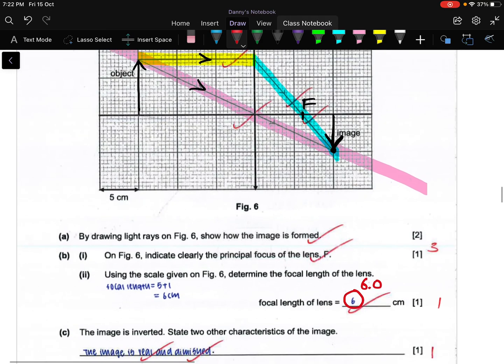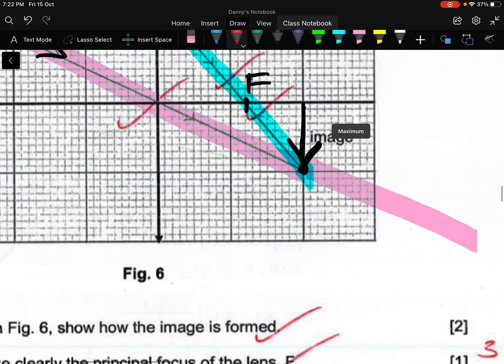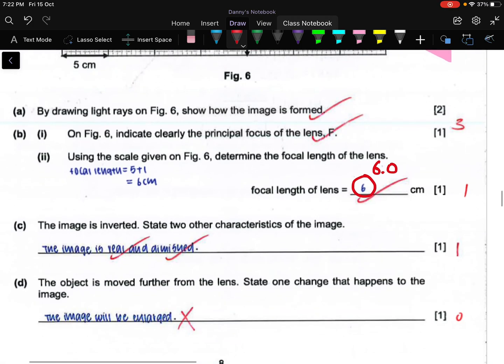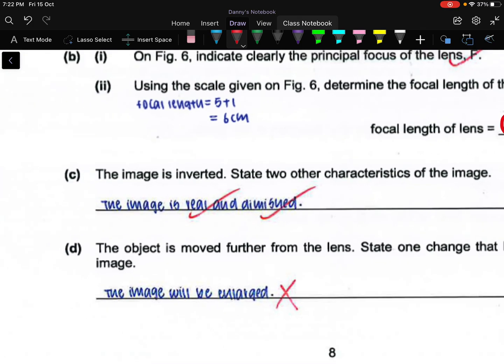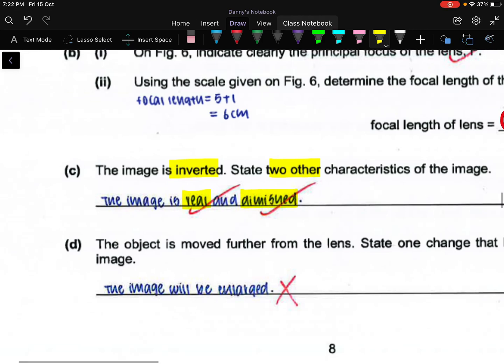Now for part C, you are asked to state what the image property is. In this case, they already tell you that it is inverted, and you must give me two others. So in this case, we only accept real and diminished. You are lucky because we decided to accept smaller as well. But in set 4, we will not be so kind. We are only looking at keywords. Diminished is something that you should know and memorize.